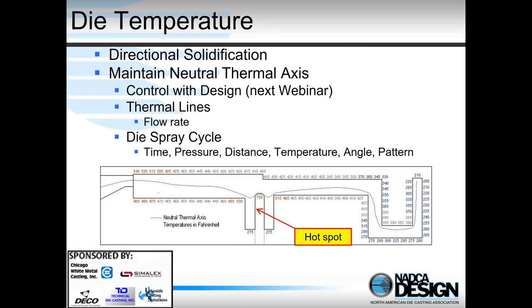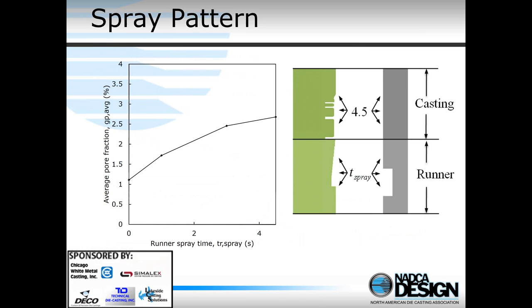So we can use internal cooling, we can use die spray to try and control the solidification behavior of the die. That's what we're showing here. Now we're looking at a spray pattern, actually a simulation, where we're going to spray the die for about 4.5 seconds, and then spray the runner for different amounts of time, anywhere from 0 to 4.5 seconds, and then look at the average pore section in the casting.